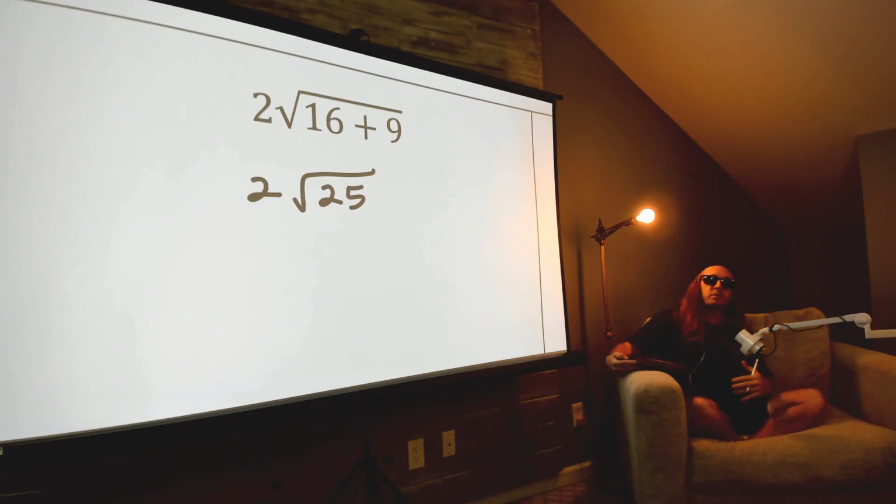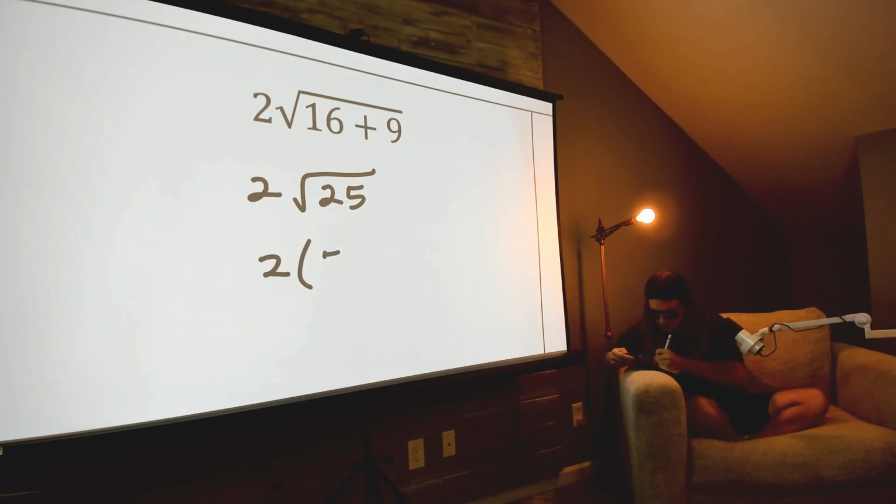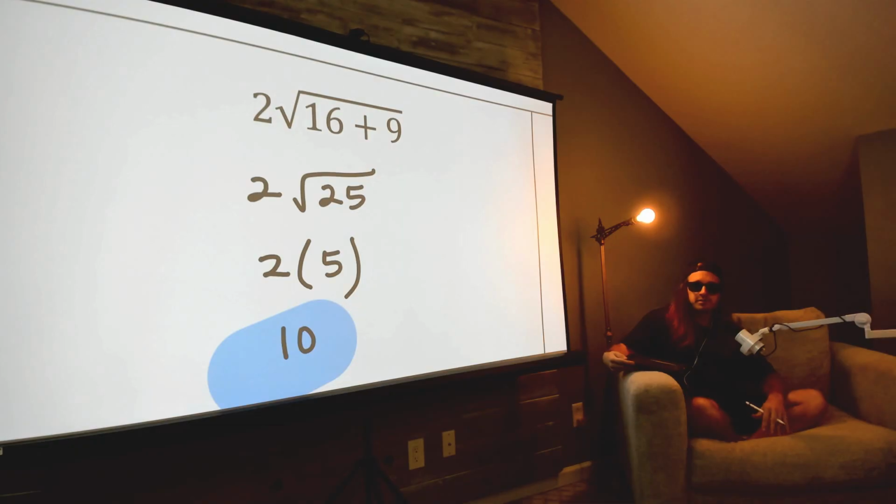And now we're going to do the square root of 25. And kind of like when we took the absolute value, once we apply that function, we can switch to parentheses. Square root of 25 is 5. We switch to parentheses, which means we multiply. This was multiplication all along. 2 times 5 is 10. That is the answer.